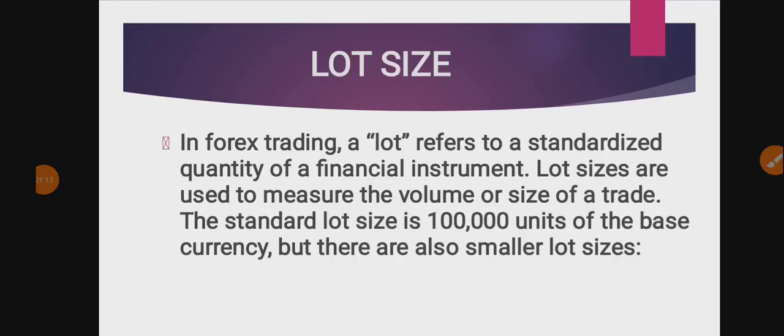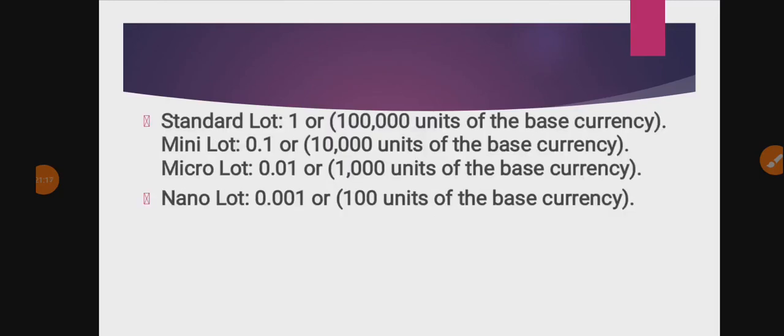So let's look at the types of lot sizes we have. We have the standard lot, which is equal to 1. Then we have the mini lot, which is 0.1 and its multiples: 0.1, 0.2, 0.3, 0.4.